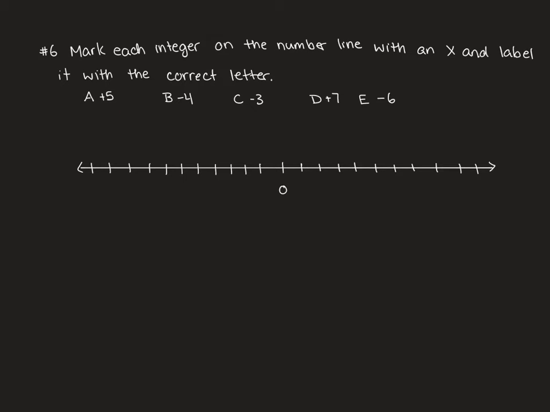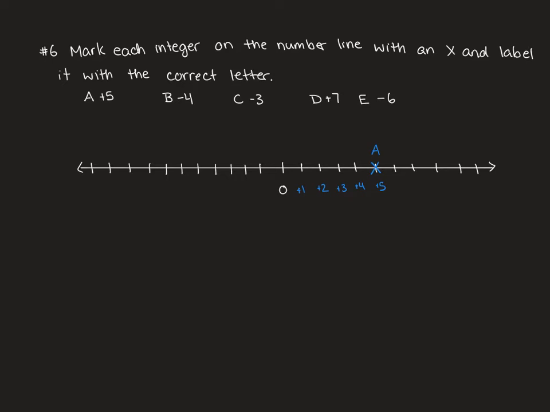So I'm going to start filling in my number line. So I'll start at 0 and then each tick is worth 1. So I'll go 1, 2, 3, 4, 5. Now that I'm here, I'm going to put an X where 5 is, and above it write the letter A. So that's what they mean by mark it with an X and label it with the correct letter.